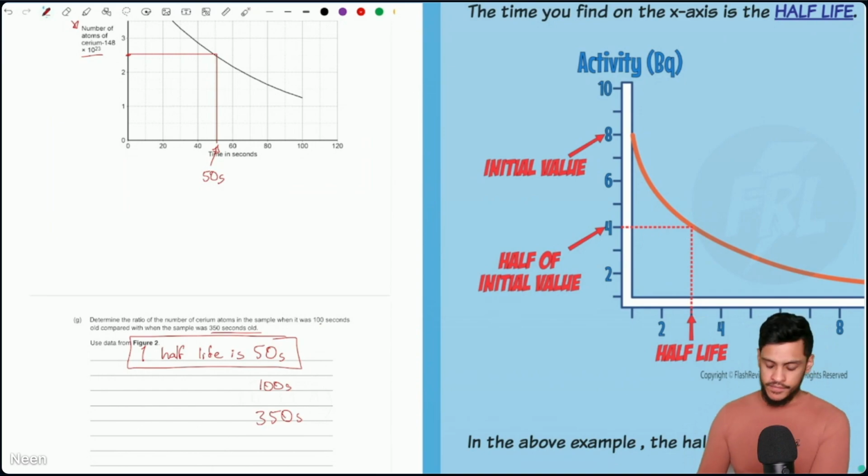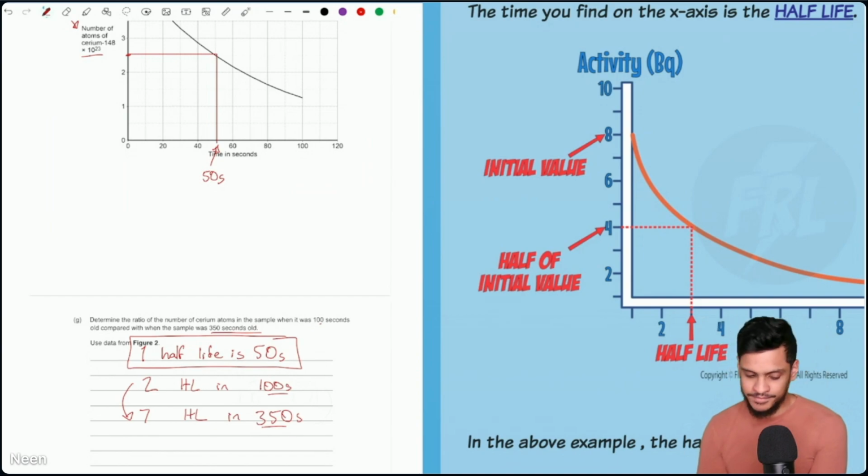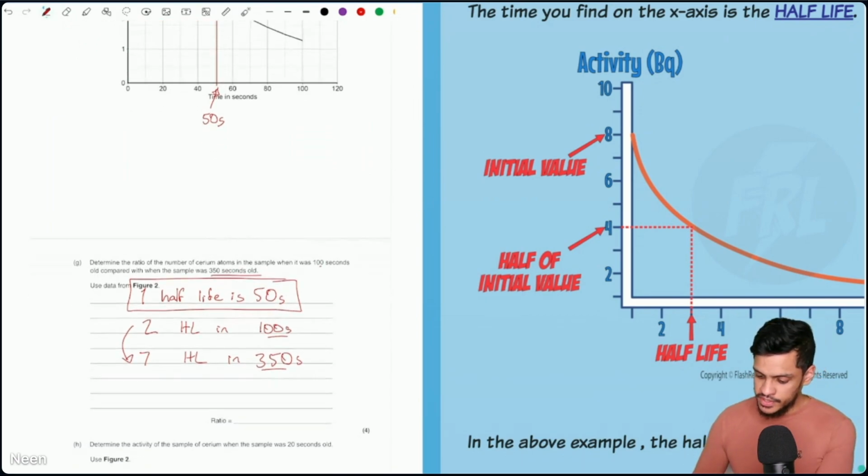Yep, 2 half-lives in 100 seconds. 7 half-lives in 350 seconds. So that means between here and here, how many times has it halved? So between 100 seconds and 350 seconds, how many times has this sample halved? Any ideas? Yeah, Will, well done. 5 times. So it's halved 5 times.